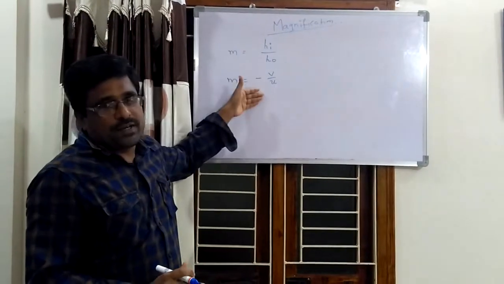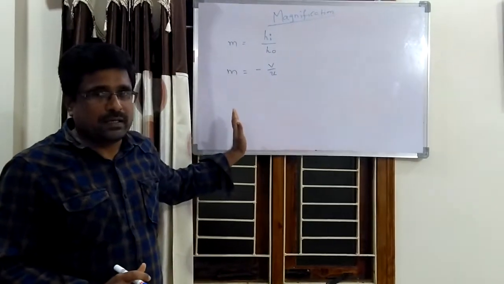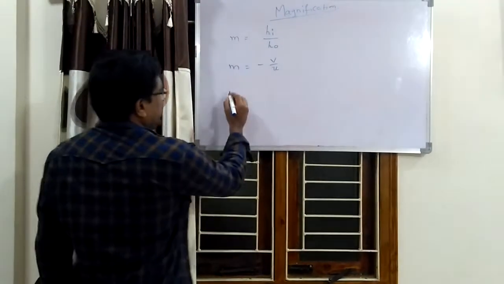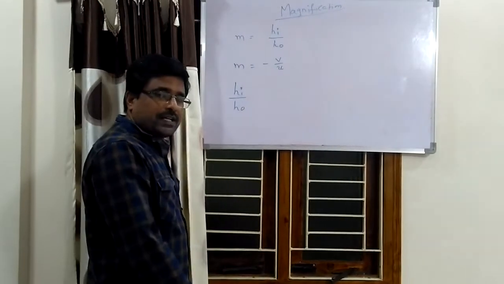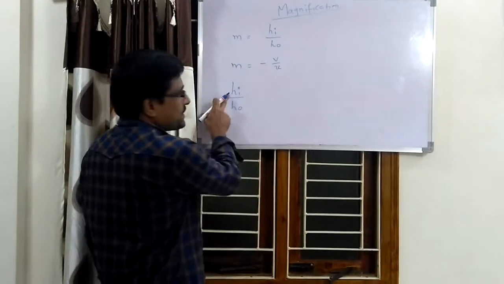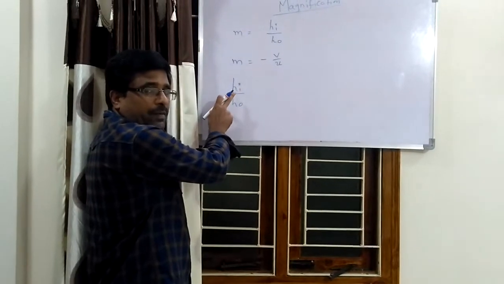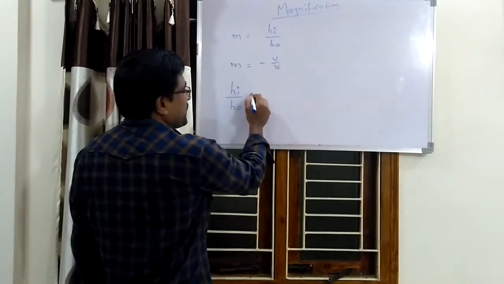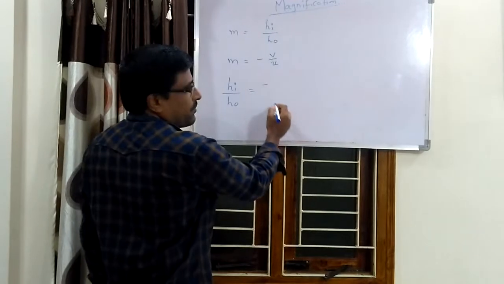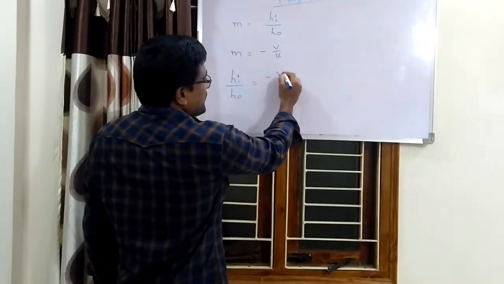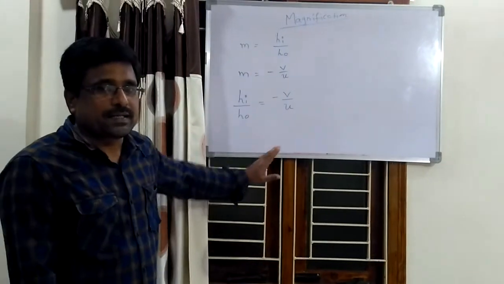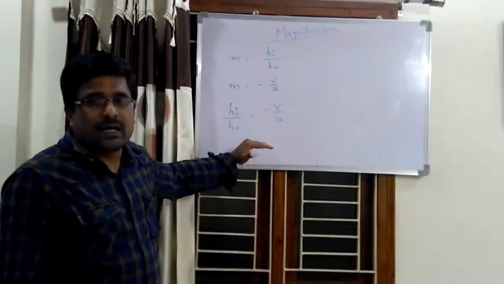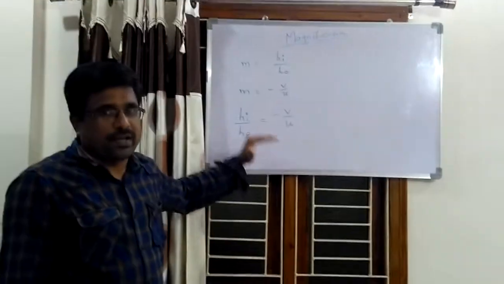By these two equations we can write like that: hi by ho is equal to minus of image distance by object distance. That means height of image by height of object is equal to minus of image distance by object distance. This is the formula for magnification. Okay.